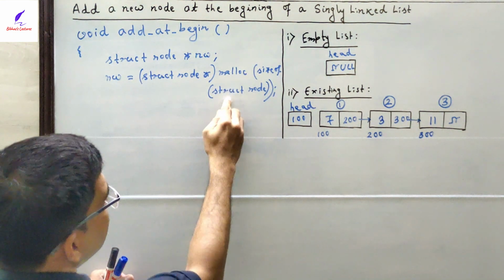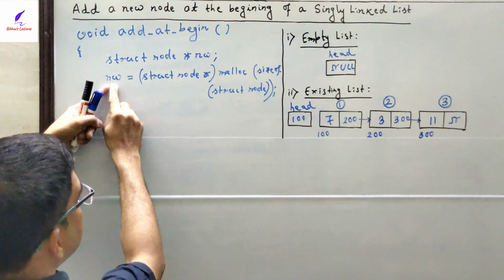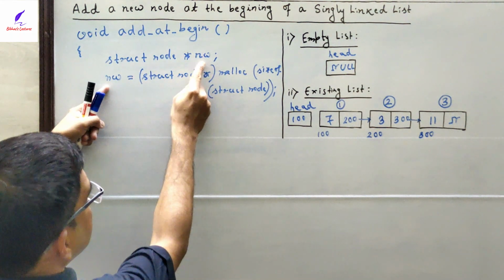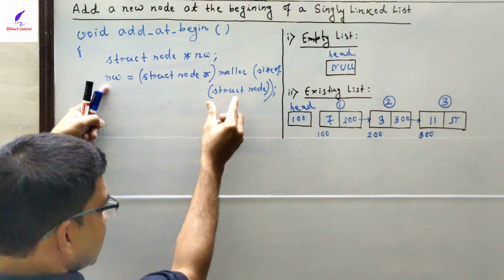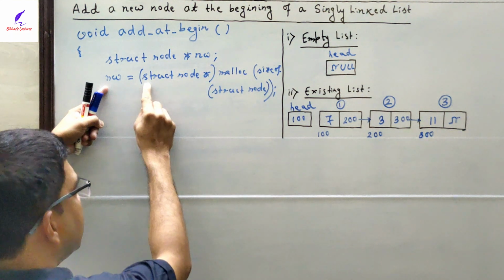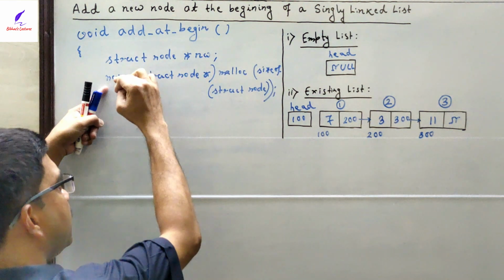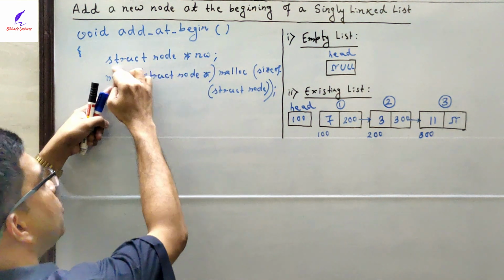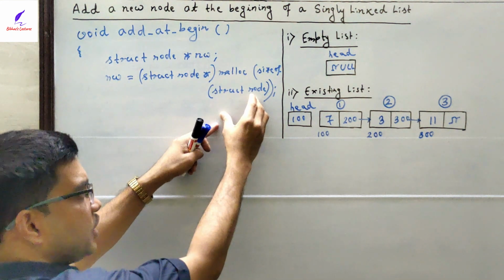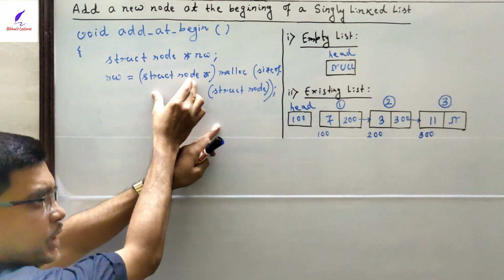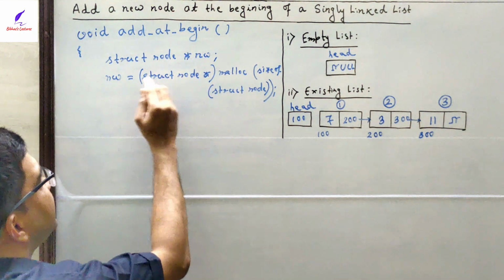Actually the malloc function is returning a void pointer. Now this pointer is being assigned to what type of pointer? NW. Now NW is what type of pointer? We have already declared it as a struct node type pointer. So although the malloc function is returning a void pointer, first we have to convert it to the struct node type pointer, because this address is going to be assigned to the pointer NW which we have declared as a node pointer. So this is called typecasting. We are casting the type from void to node pointer, and then we are assigning.